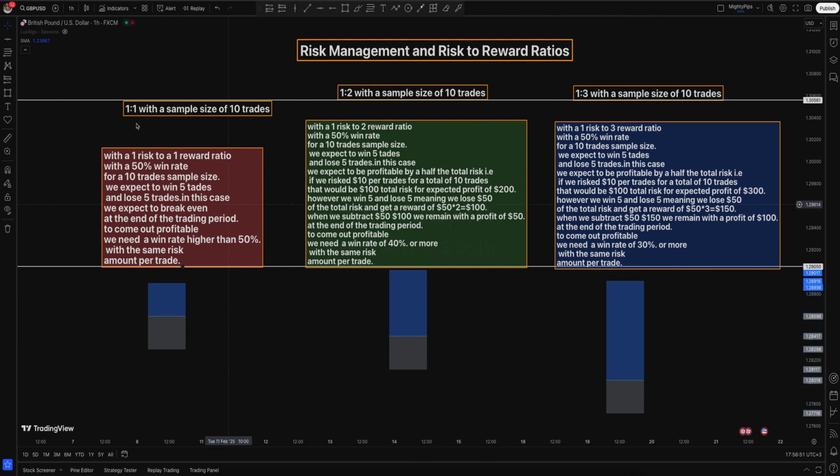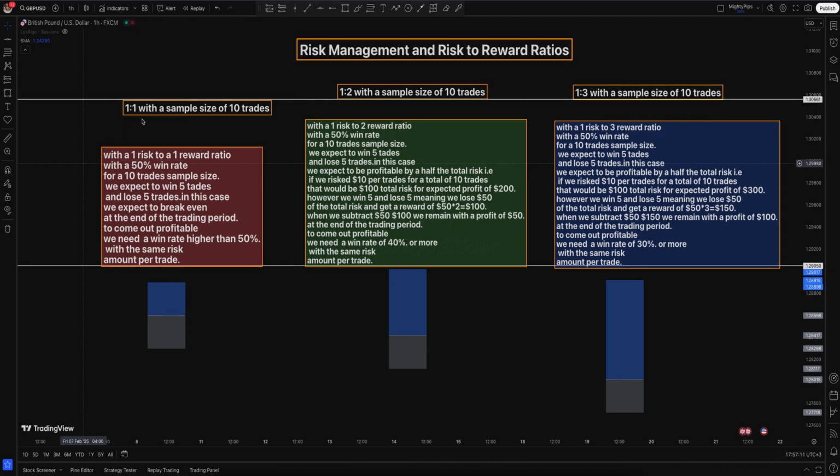So with a 1-to-1 risk to reward ratio, with a sample size of 10 trades, let's assume we take 10 trades straight. For example, that is 2 weeks. Each trading week has 5 days, okay? So this is 2 weeks of trading. Those are 10 trades for the Forex market, not the crypto market, okay? Let's assume we are risking the same risk. For example, we are risking 10% of the account.